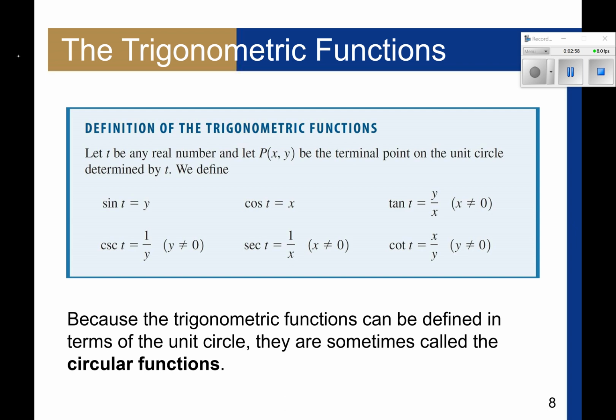And then again, we've talked about tangent is sine divided by cosine, so tangent is y over x, provided of course that x isn't 0. And then we have our reciprocal functions there. So cosecant is 1 over y, secant is 1 over x, cotangent is x over y.